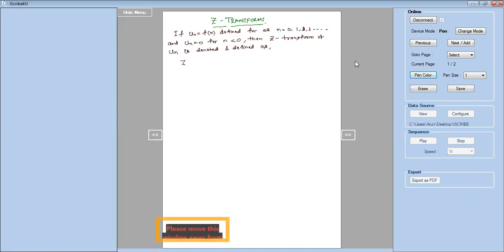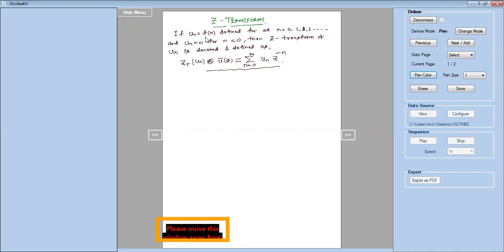I'll write Z suffix t, Zt of un, or it can also be written as u bar of z. In Laplace you write L of f, which is F of s; here you write u bar of z. So the formula is the summation n equal to 0 to infinity of un z power minus n. So this is the formula for Z transformation, and this is how we can define it.